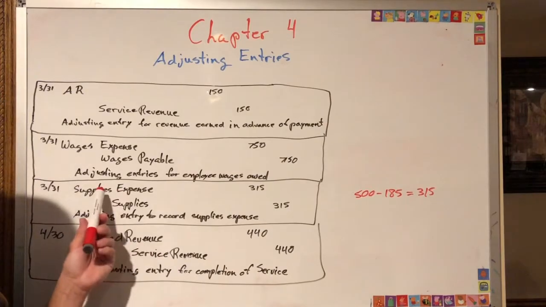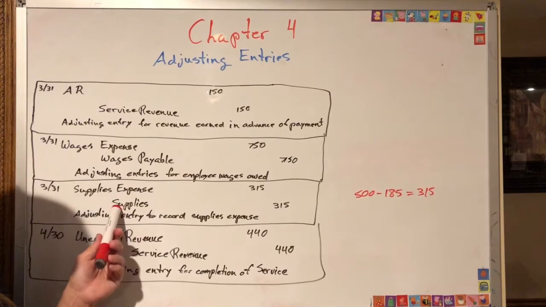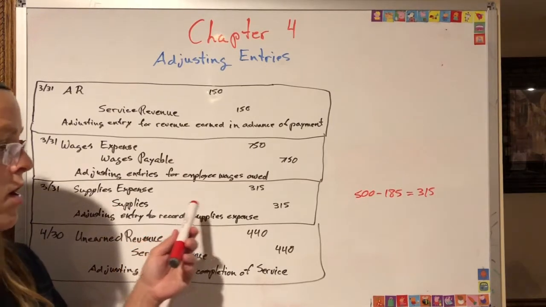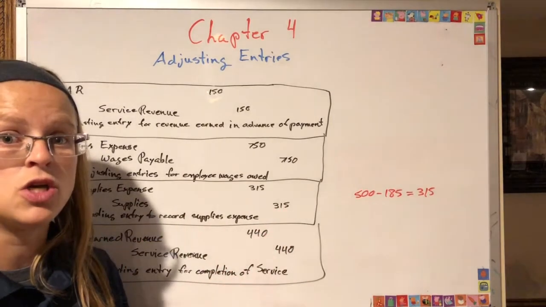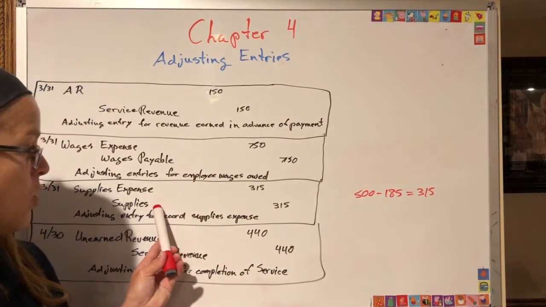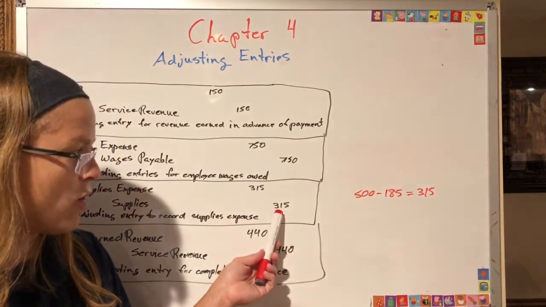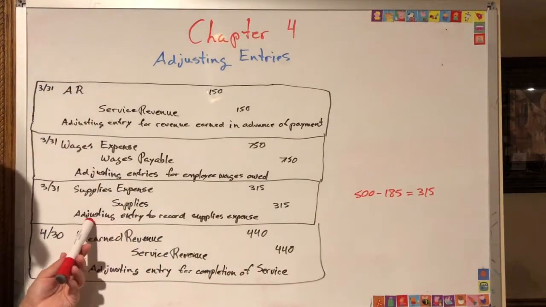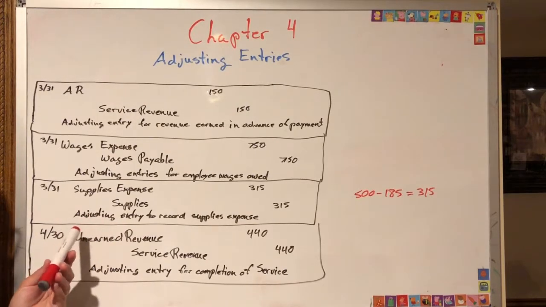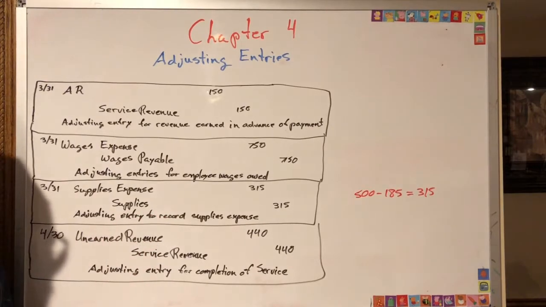All right, so our supplies expense is our debit, and we have to credit our supplies account of $315 because those supplies are no longer there, right? So it's supplies in its negative form, right? So we have to credit it. Then our explanation for this adjusting entry is adjusting entry to record supplies expense.